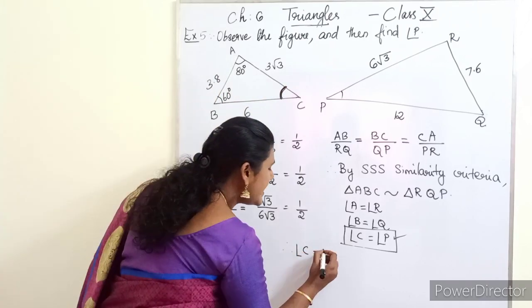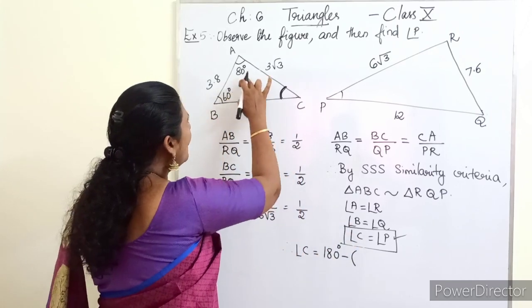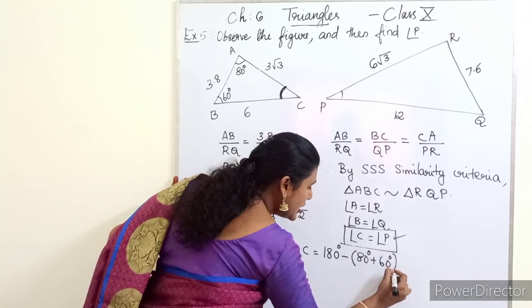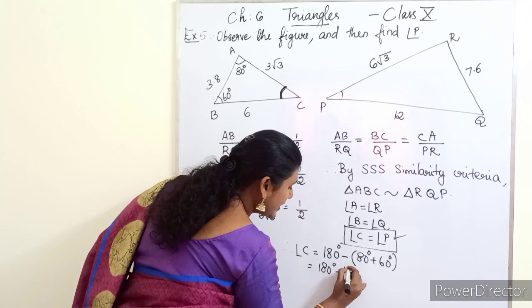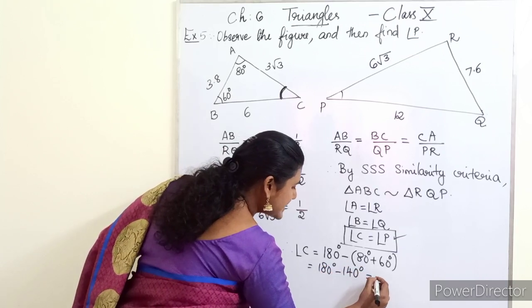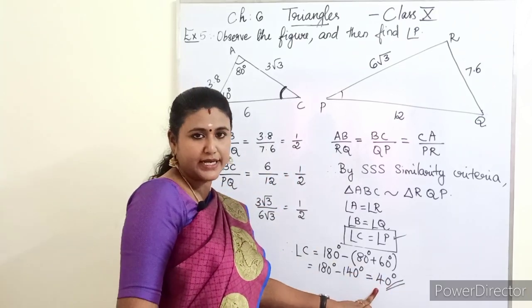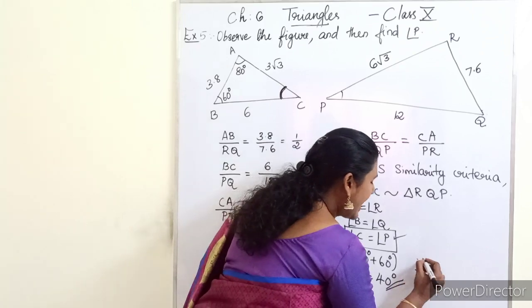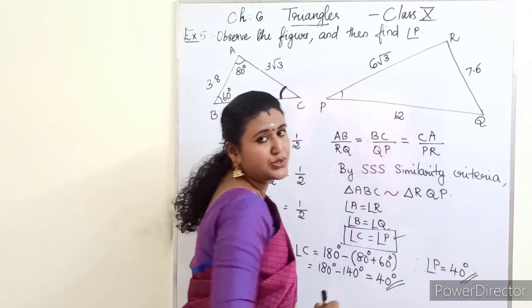So angle C is equal to 180 degrees minus the sum of these two, that is 80 degrees plus 60 degrees. So 180 minus 140 degrees, the answer is 40 degrees. So we got angle C is equal to 40 degrees, but angle P and angle C are equal, therefore angle P is also 40 degrees. So this is how you have to do.